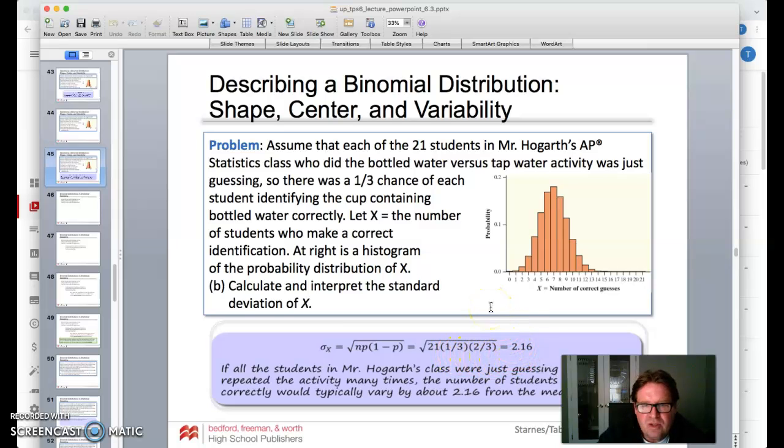So now, interpreting that is the key here, guys. That's where you make the money on the test. If all the students in Mr. Hogarth's class were just guessing and repeated the activity many times, the number of students who guessed correctly would typically vary by about 2.16 from that mean of 7. All right, so it's a nice easy formula to use, we'll just get some practice. Don't cheat yourself out of those exercises, guys. Do those. That's how you really solidify your knowledge.